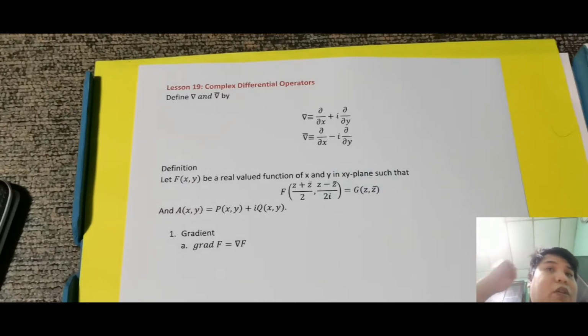So let's talk about the complex differential operator. Note na pinag-aralan natin si dot product at saka cross product. So napaka-importante ng mga yun. Okay, so this is the complex differential operator.